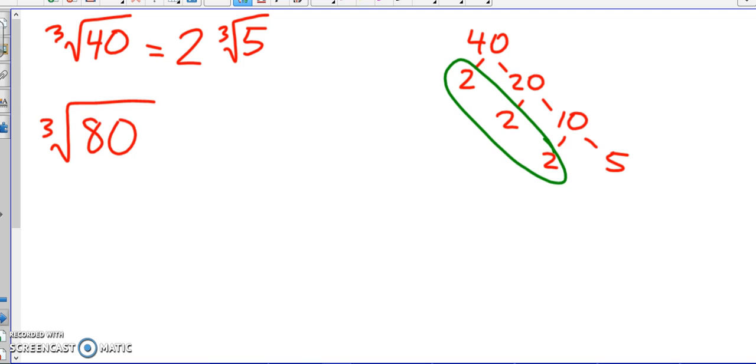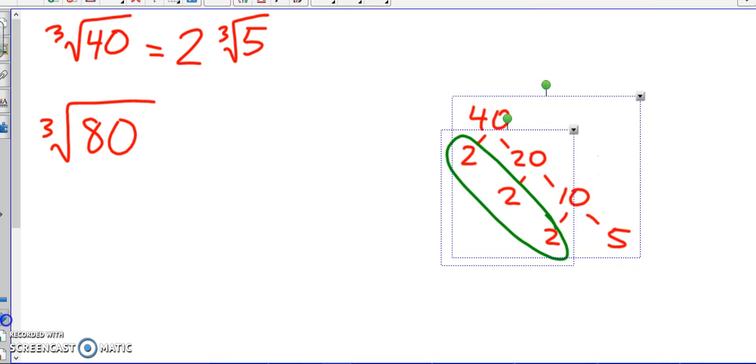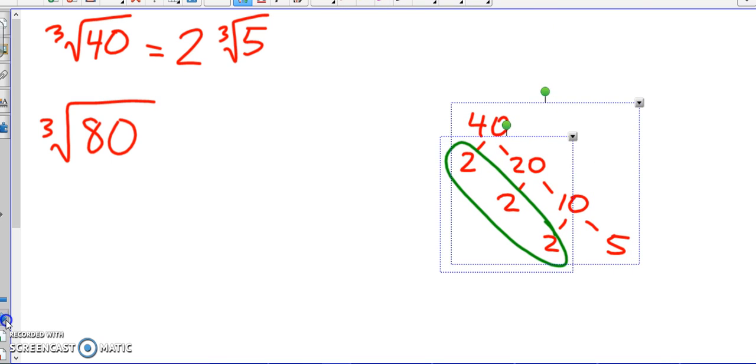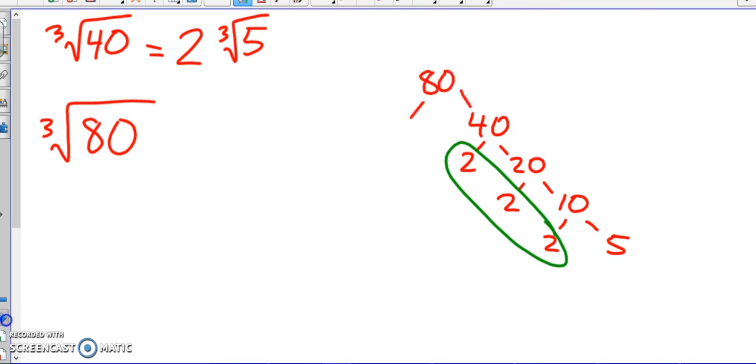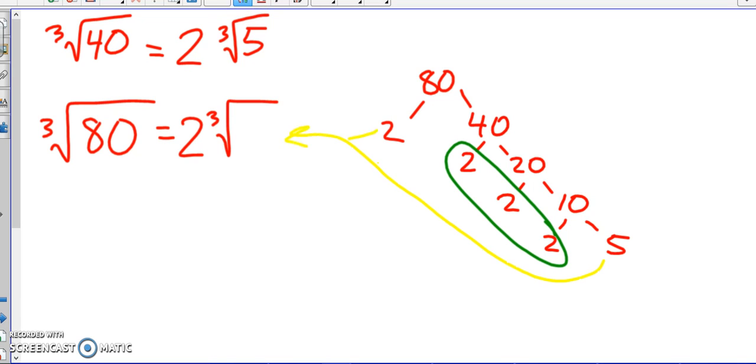Well, what if we do the cube root of 80? Well, what I can do is piggyback off this guy, because 80 is 2 times 40. So notice this time I've got a 2 for the outside, and I've got a 2 and a 5 left over right here and right here. So those multiply and give me a 10.